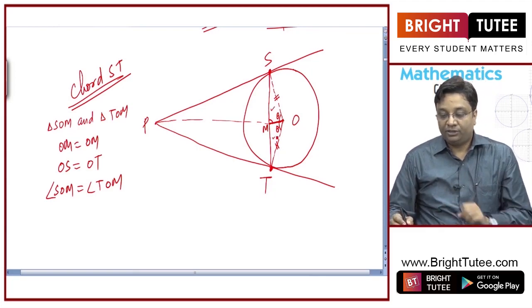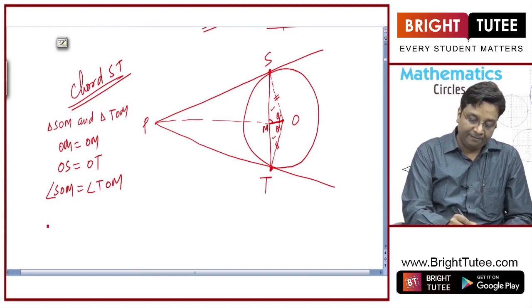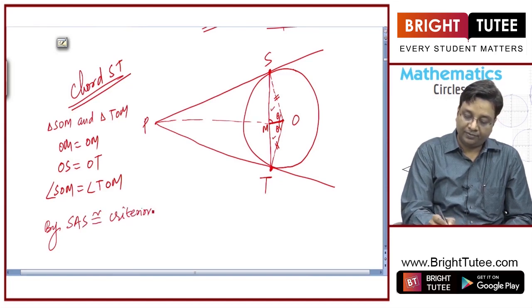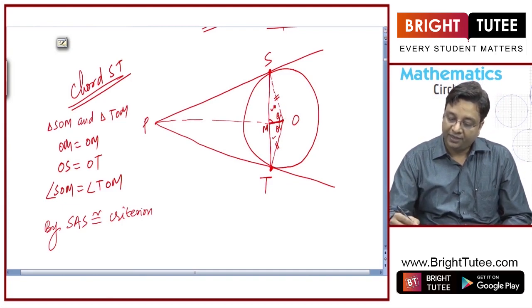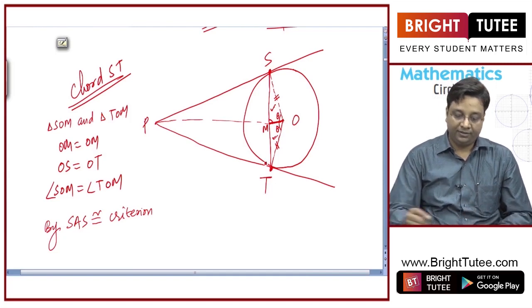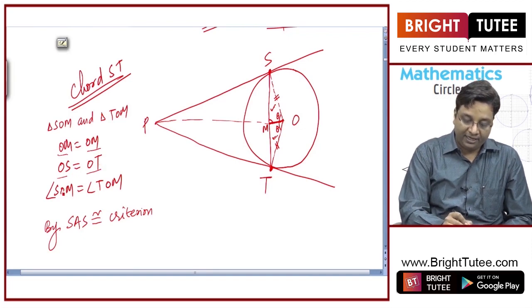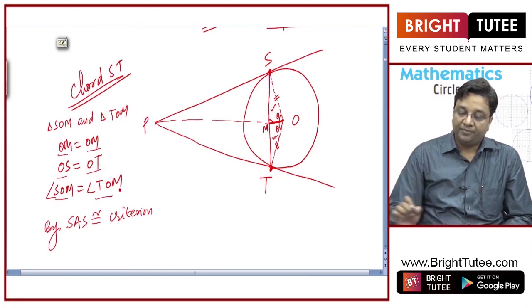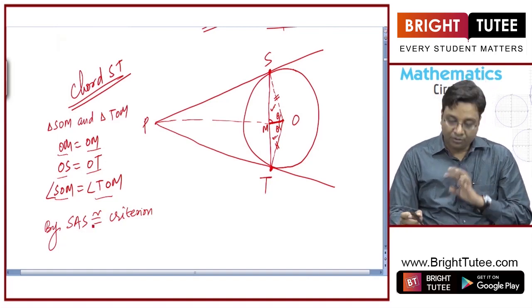Okay, if you look at these two triangles, they are congruent by the side-angle-side congruency criterion, because this side OM and this side OS in this triangle, and in this triangle OM and this side OT. So OM is equal to OM, OS is equal to OT, angle SOM is equal to angle TOM. So what can I say about these two triangles? That these two triangles are congruent.